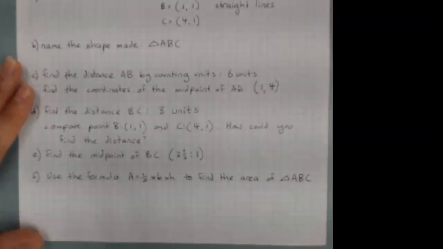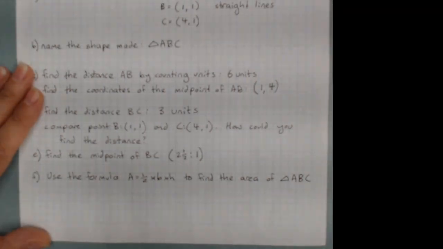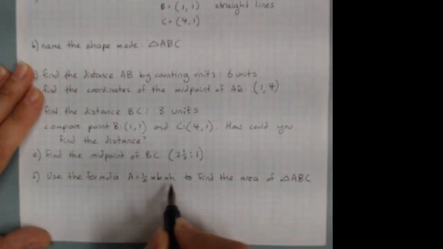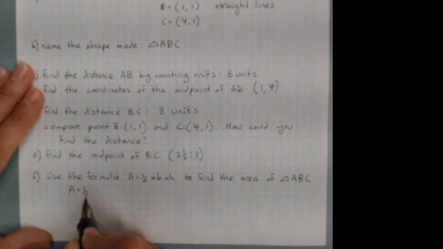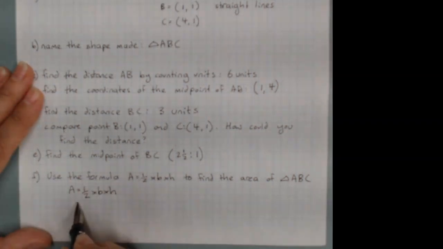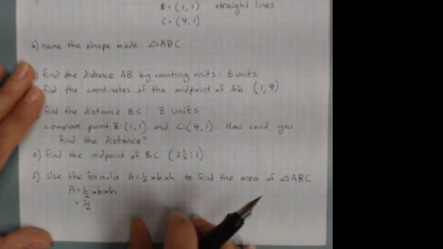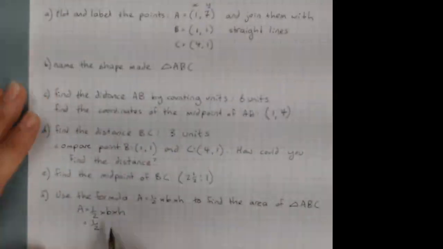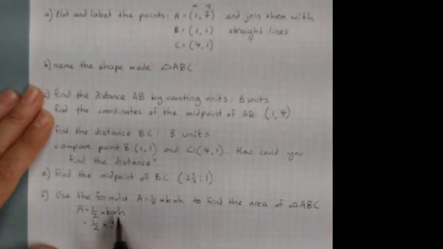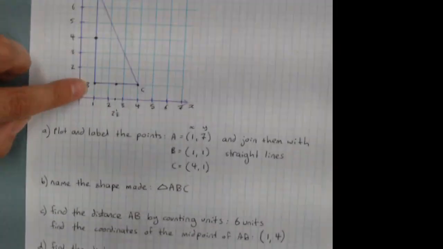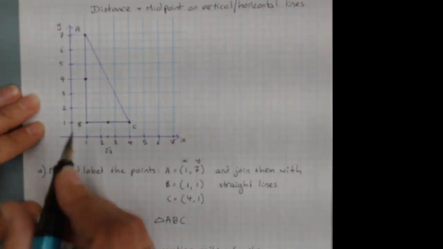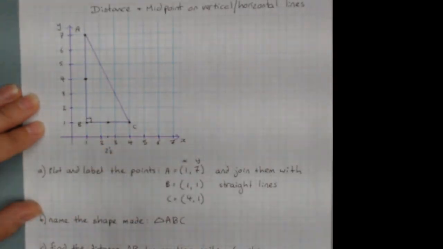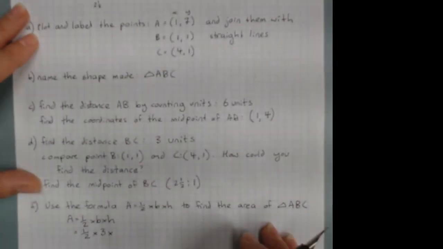And now use the formula, area is half times base times height, to find the area of triangle ABC. When we have a formula, we always write the formula. We substitute in the values. Now the base of this triangle is BC, and the distance BC is 3. The height of this triangle is AB. Remember that the base and the height of the triangle are always the two sides that are at right angles to each other, or the two dimensions that are at right angles to each other. So the height of that triangle is 6 units.